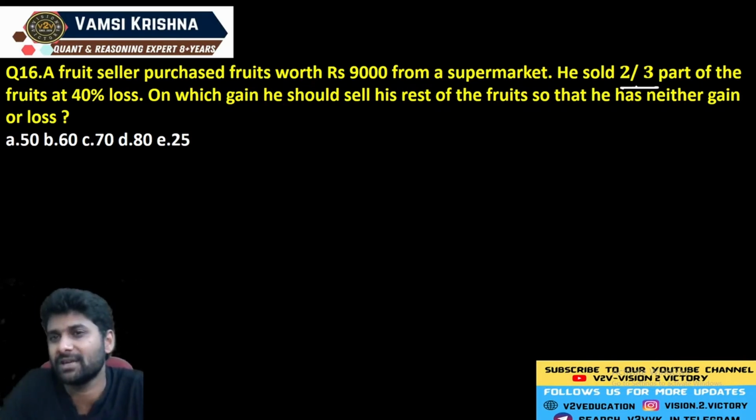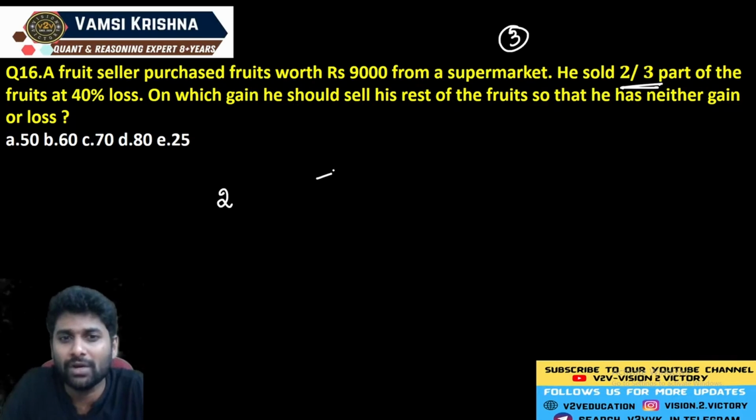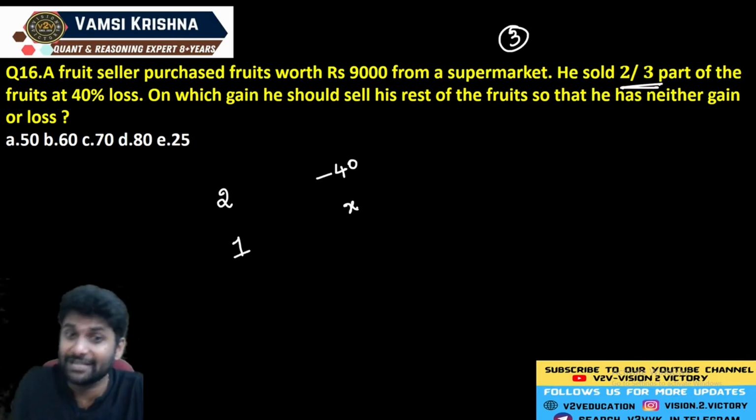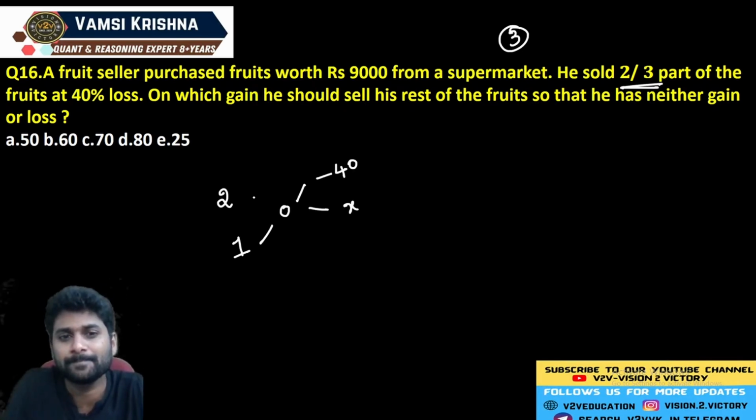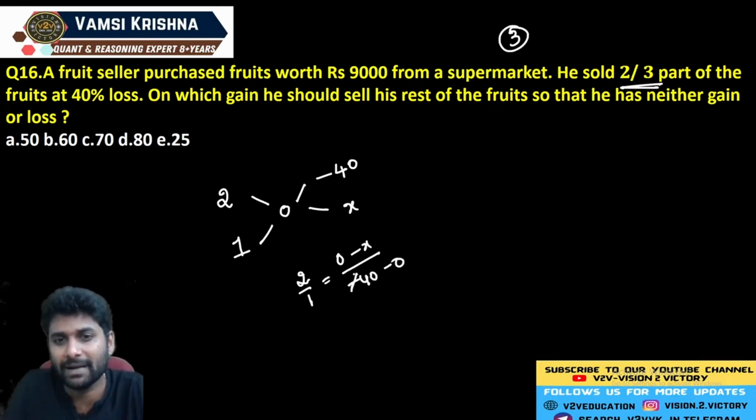Let us assume it this way. They sold 2 by 3, which means I have 3 fruits. Out of 3 fruits, 2 fruits they sold at a loss of 40. Let us take minus, since loss is represented by minus 40. How many fruits are remaining? One fruit remaining. We need to sell it at a profit. How much profit do we need to get no profit and no loss? Here 2 by 1 means 0 minus x divided by minus 40 minus 0. Minus and minus cancel, then you will get x equal to 80.